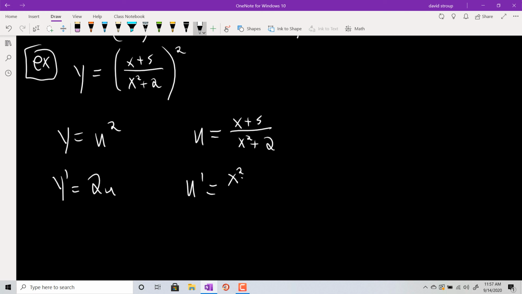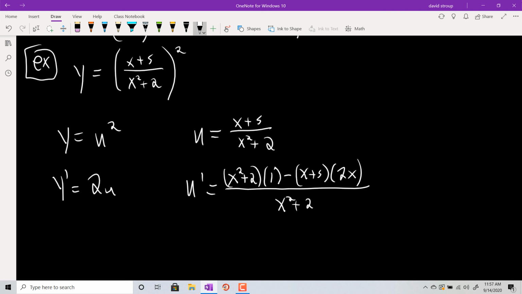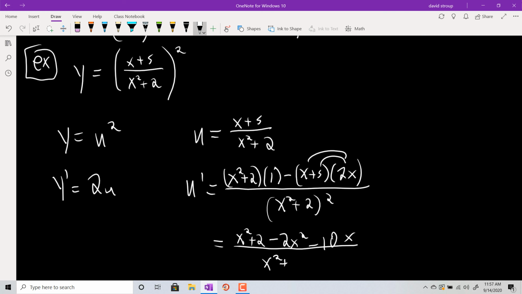So low times the derivative of the high, which is just 1, minus the high times the derivative of the low, and in this case, the derivative of x squared is 2x, the derivative of 2 is just 0, and then all over x squared plus 2 squared. And then we simplify that stuff, so I get x squared plus 2. And then I have to distribute 2x and the negative part as well, so it would be minus 2x squared minus 10x, and that's all over x squared plus 2 squared. Okay. So at the end, we're getting something not pretty: 2 minus 10x minus x squared all over x squared plus 2 squared.